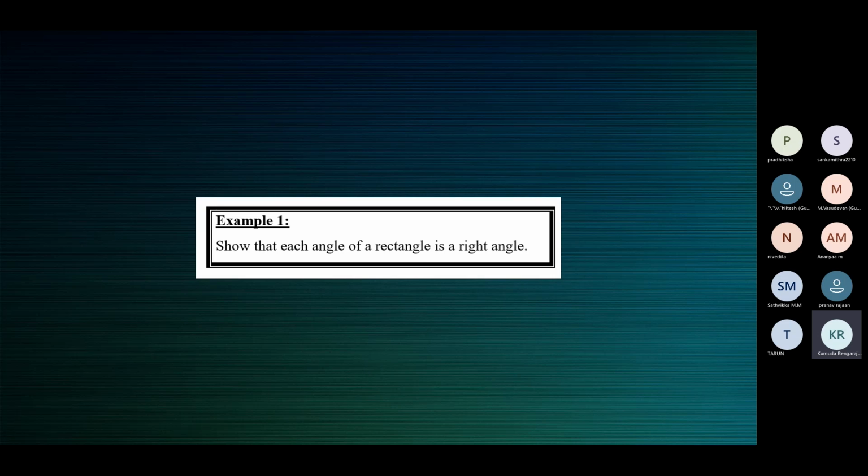Now, you will wonder that we already know that in a rectangle every angle is a right angle, equal to 90 degrees. That we know. But you will have to prove that. Show that each angle of a rectangle is a right angle. Okay.